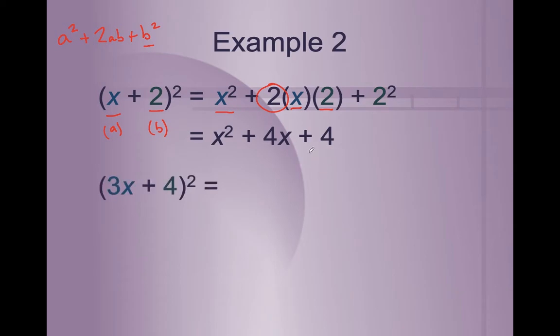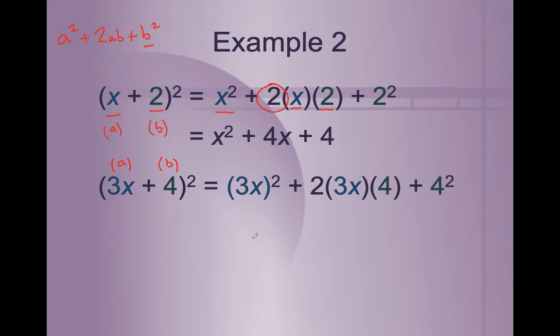Let's do another one. Again, we have a sum right here, 3x plus 4 inside here, and it's being squared, the same thing being multiplied by itself. This whole 3x right here is going to represent my a term, and positive 4 is going to represent my b term. Here we go. We need to square the first term.